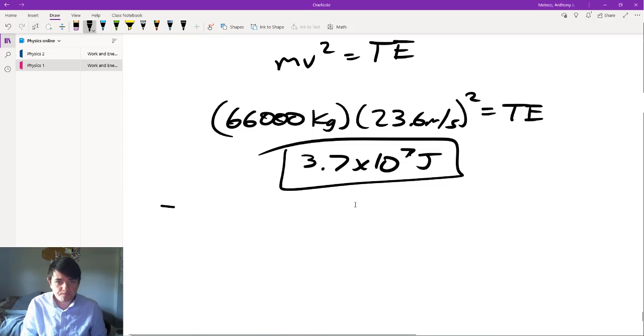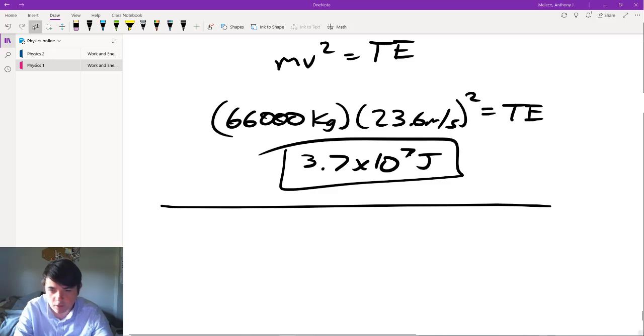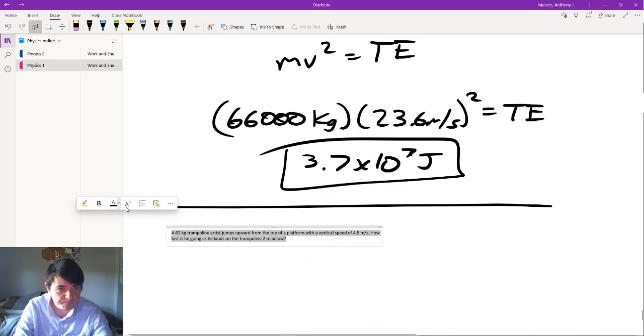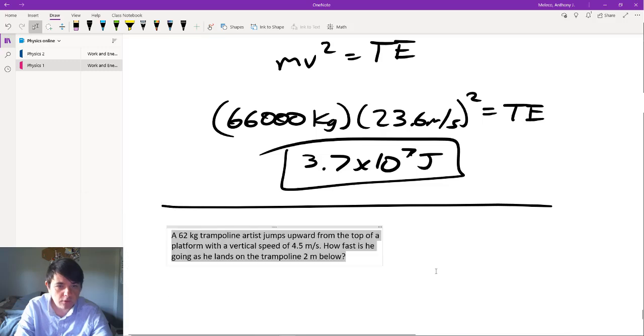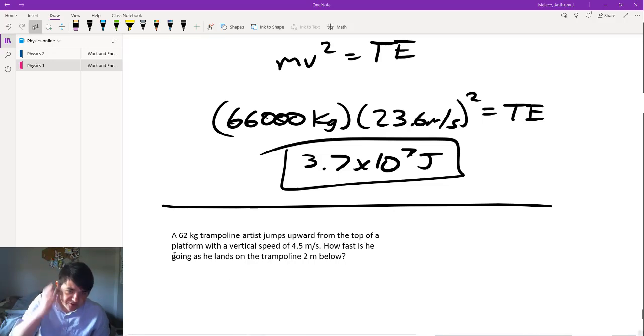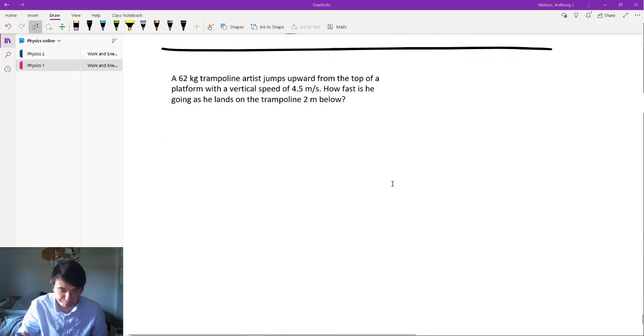Our final problem is kind of a longer one, I believe. Maybe I'm wrong on this. We will see. But it's a trampoline artist, and they're jumping upward from the top of a platform. Oh, I changed this problem a bit. Okay. So a 62 kilogram trampoline artist is jumping upward from the top of a platform with a vertical speed of 4.5 meters per second. And we want to know how fast is he going as he lands on the trampoline 2 meters below.